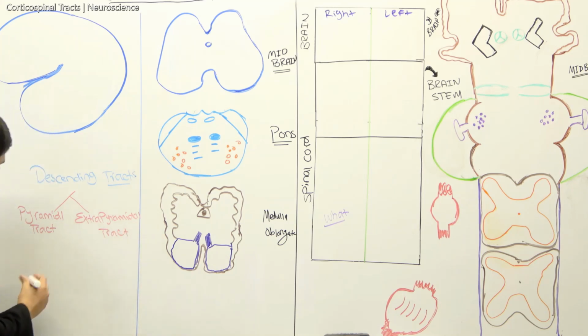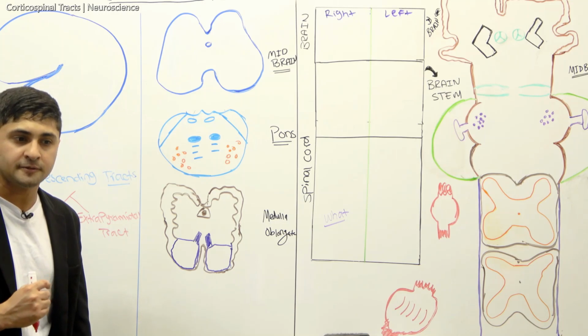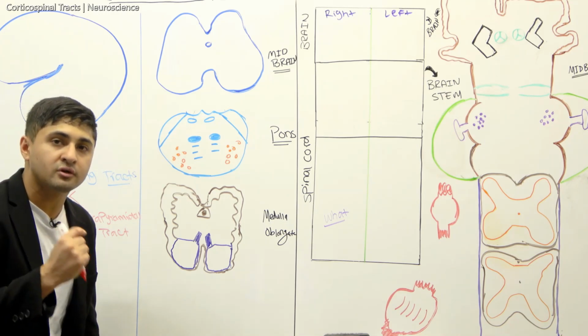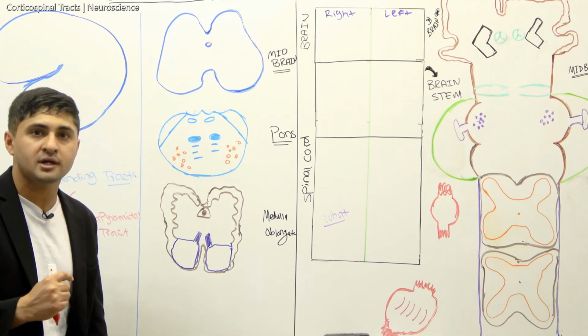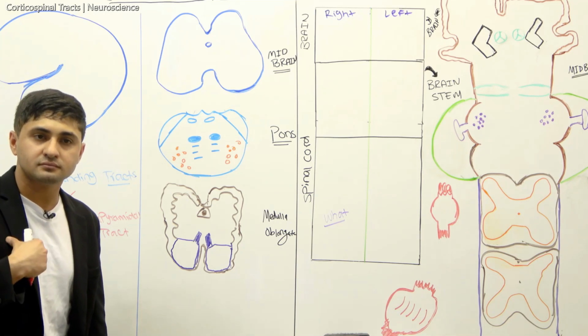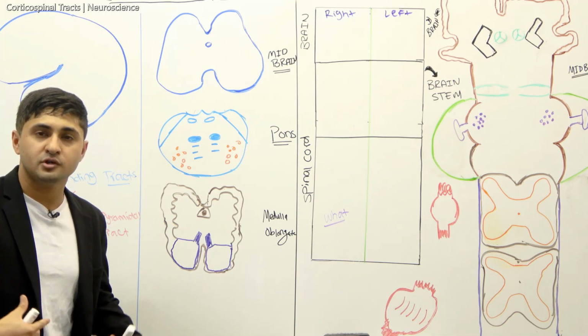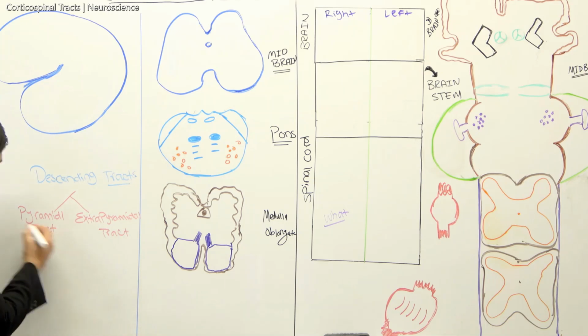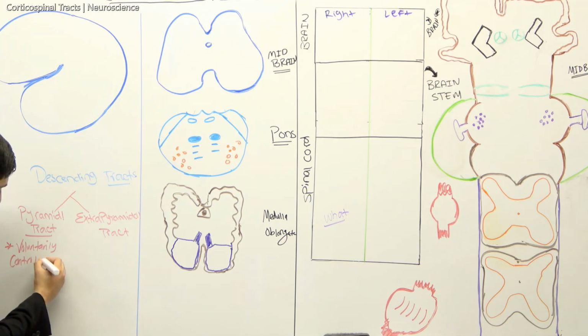What does this mean? The pyramidal tracts are very important for voluntarily controlling the muscles of your body. That's what this is. So let's write down: voluntarily, you control the muscles of your body.